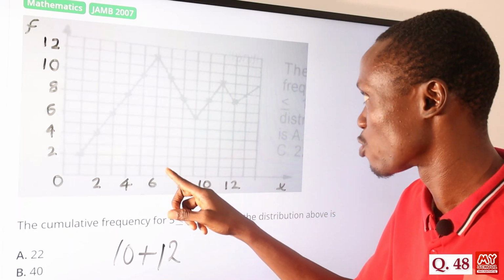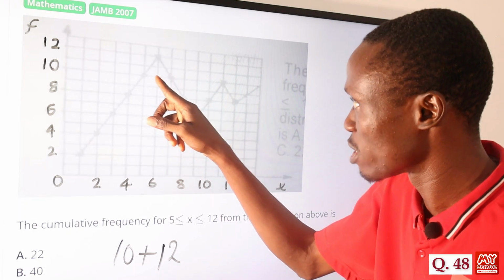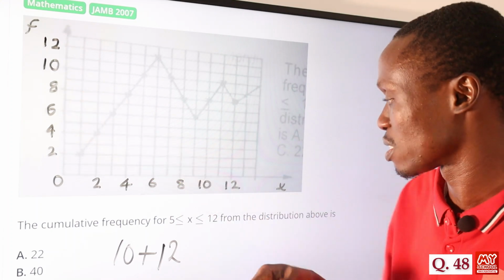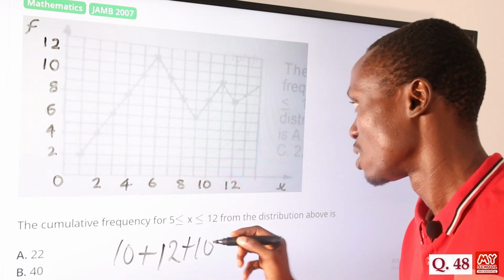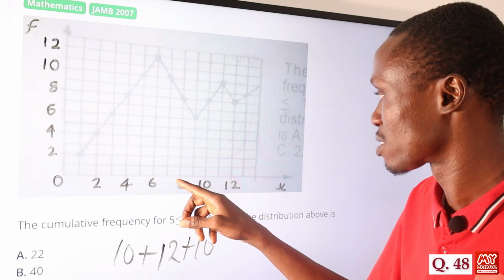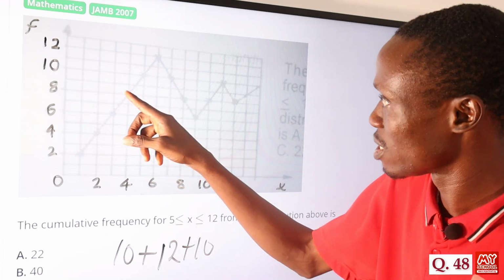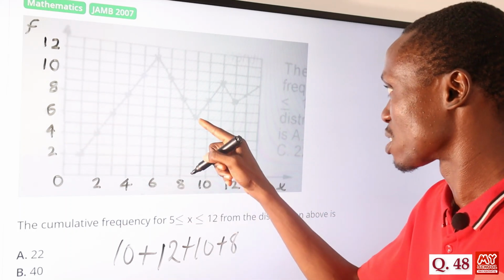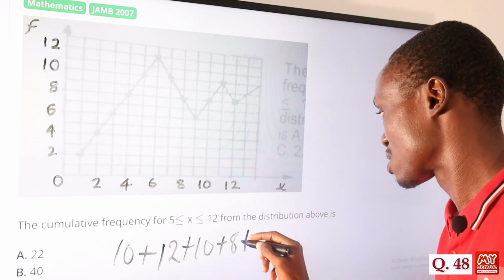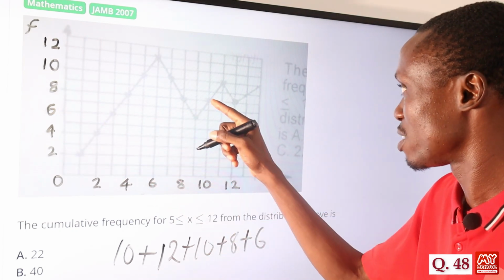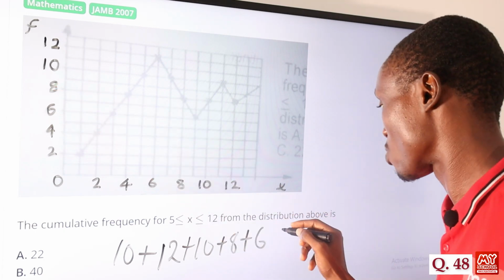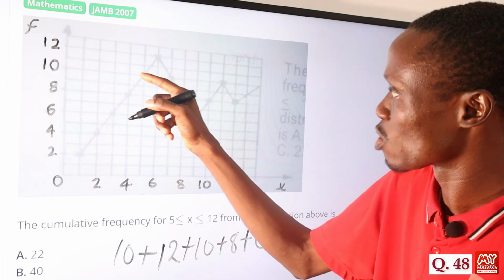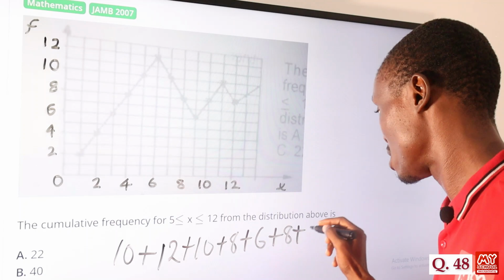Okay, so from here, if we trace up again and trace it horizontally until we get to the cumulative frequency, we'll have another plus 10. Then from here again, we trace it horizontally, we'll have plus 8. Then from here, we trace again, we'll have plus 6. Then from here, we trace again until we get to this place, we'll have plus 8. Then from here, we move up again and trace it horizontally and we have plus 10.